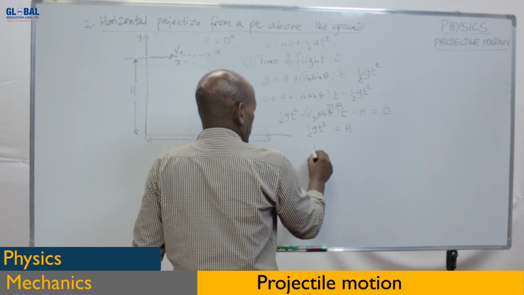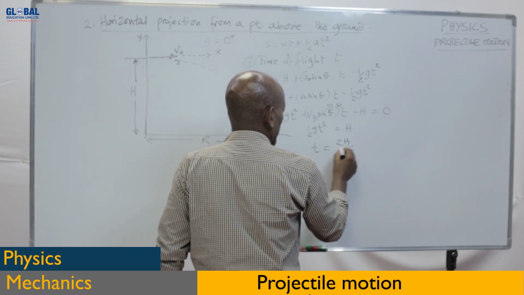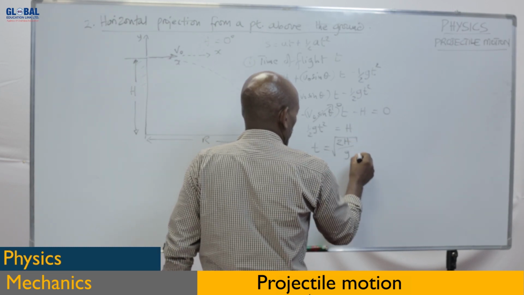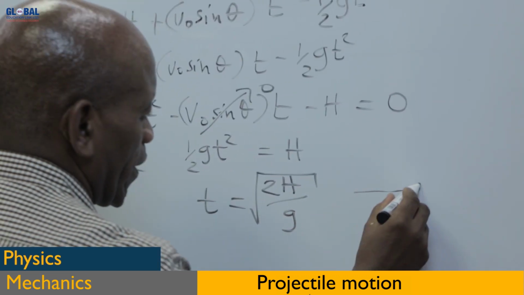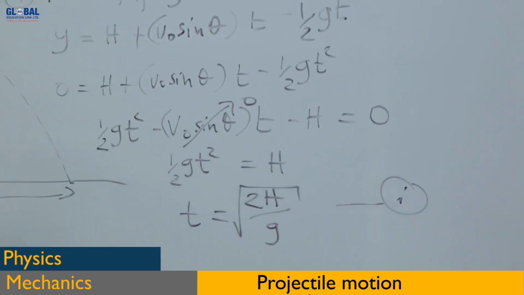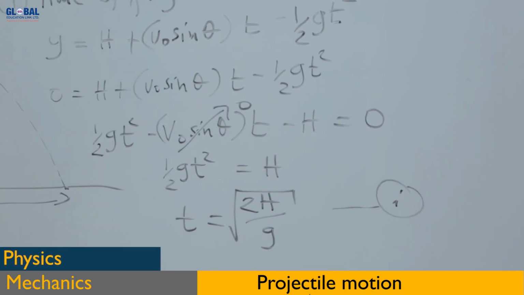And therefore, the t will just be equal to the square root of 2h over g. So this will be giving us the time of flight. From there we can determine the range r.